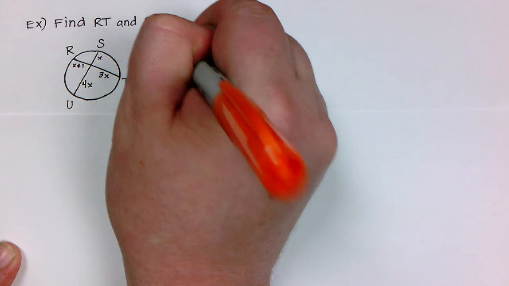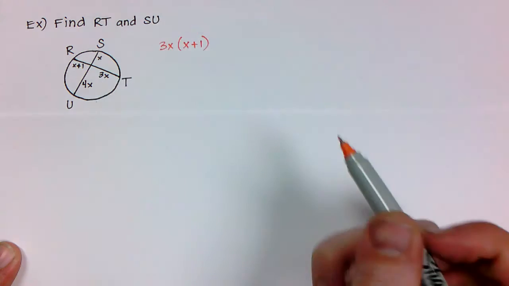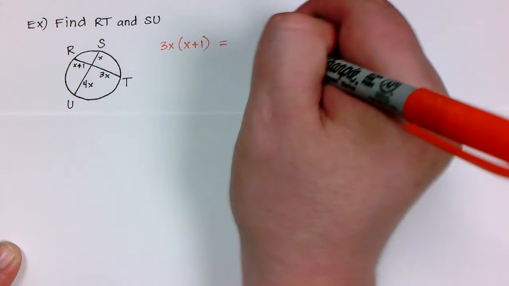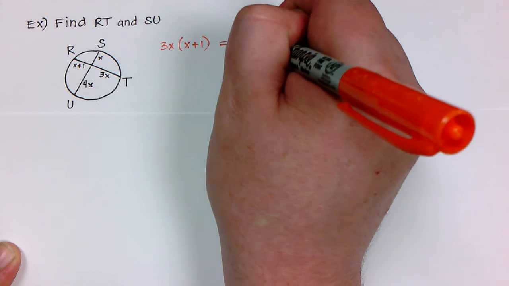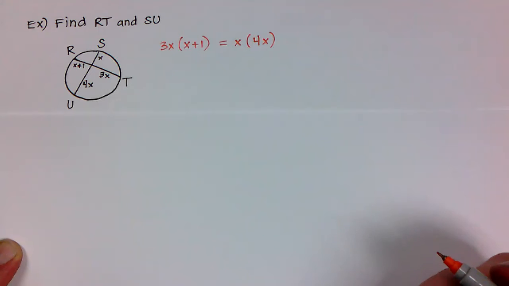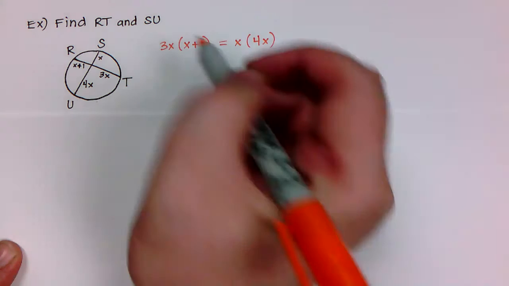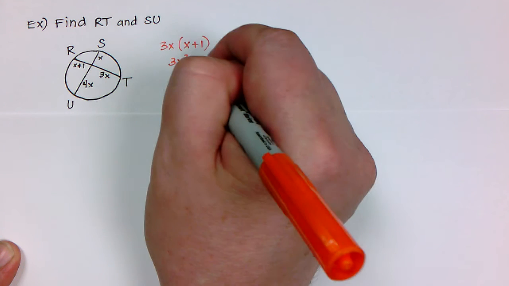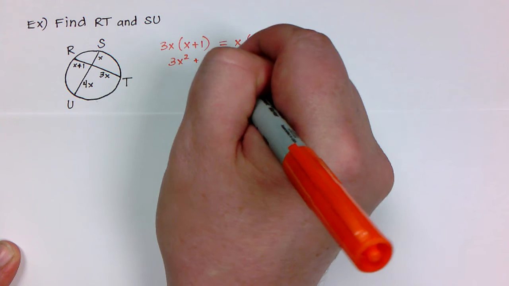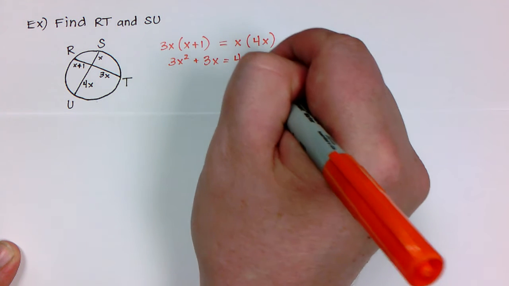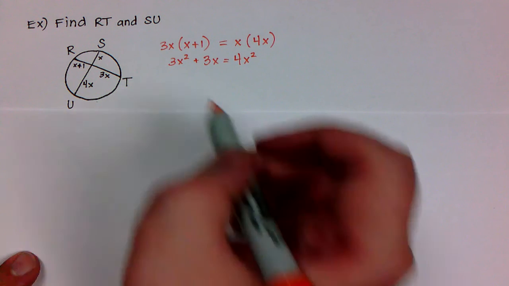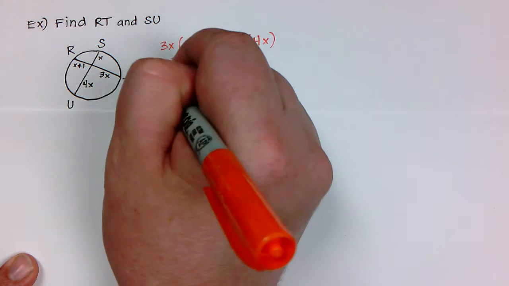So 3x times x plus 1, so those are the two segments on RT, should be equal to the product of x times 4x. So let's go ahead and do some multiplication. 3x times x is 3x squared, and 3x times 1 is 3x, and that's all equal to 4x squared. So let's see if we remember how to do this. We're going to have to do some factoring to solve for x. So I'm going to subtract everything, move it all to the other side.